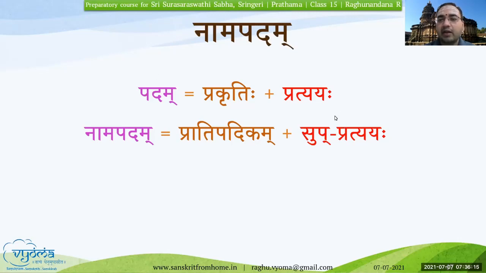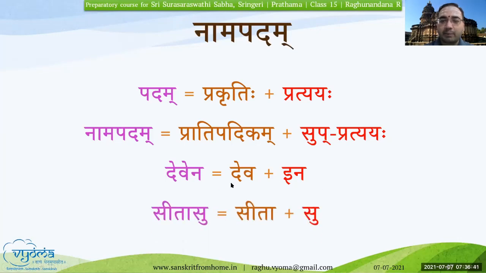And the Pratyayas here are basically Supratyayas. There are totally 21 Supratyayas. We shall see quickly in the next slide. One example is Devena, similar to Ramena, etc. Deva is the Pratipadika, and the final form of the Supratyaya for this Tritiya Vibhakti will be Ina. So Devena it becomes.